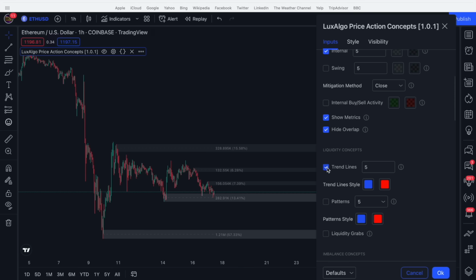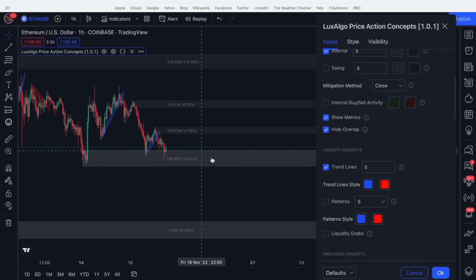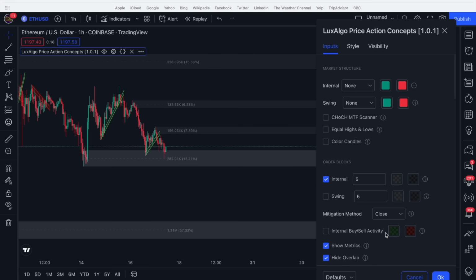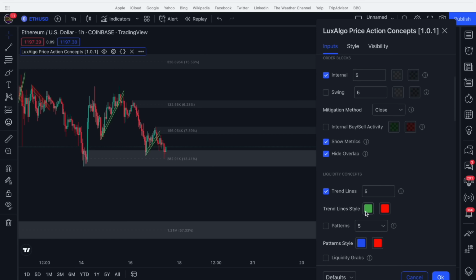So I'd also recommend trend lines, because everyone likes to trade trend lines. They're very simple to use. They're great. They're a great basic part of technical analysis. If you don't like the colors, you can change them here. Let's say I want my bullish trend lines to be green. I can select that here. I can turn them to green trend lines very, very simply.